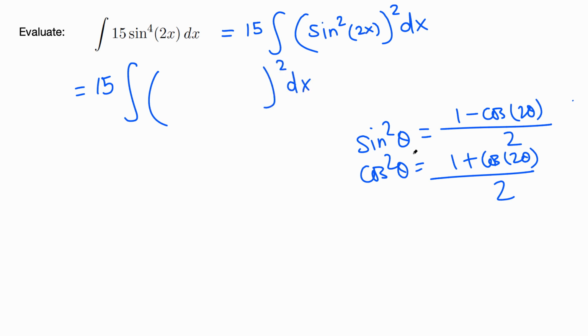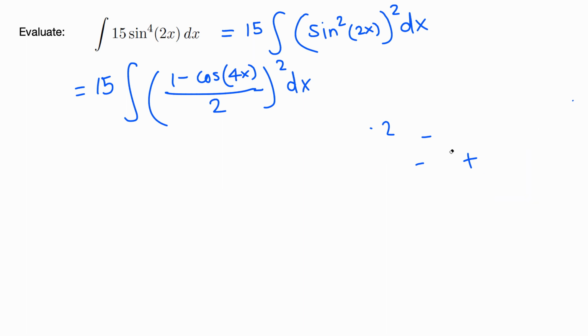Sine squared theta, I'm saying theta for 2x, is 1 minus cosine 2 times 2x, 4x, over 2. Look, why are we doing this? Now we don't have that power. This square, at least, is gone. We still have the one outside, but we'll take care of that. So this square is gone, then we can find the antiderivative.